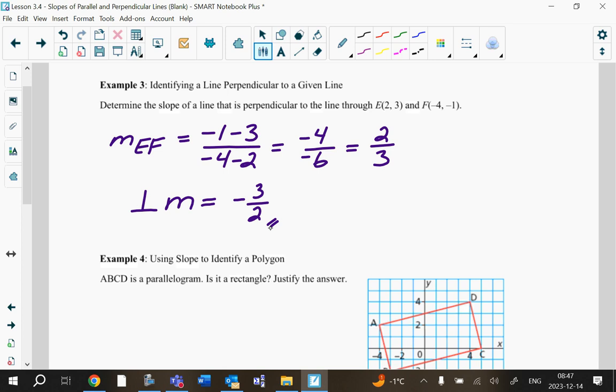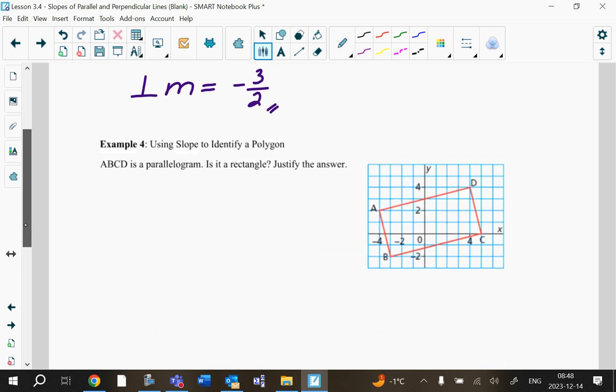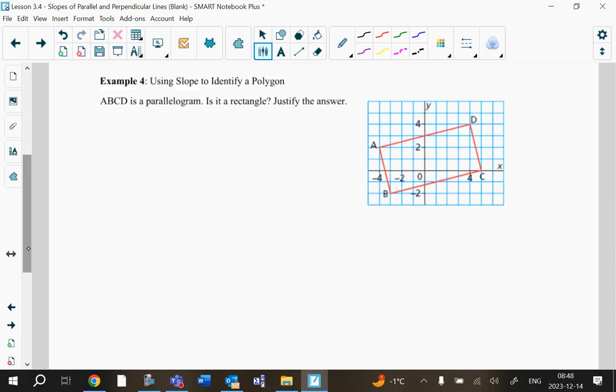Okay, example 4. First of all, we have to remember some words relating to shapes. And I would suggest you write these down. What's a quadrilateral? Quad. 4. Lateral. If you move laterally, don't you move side to side? 4 sides. It is a 4-sided shape or a 4-sided polygon.